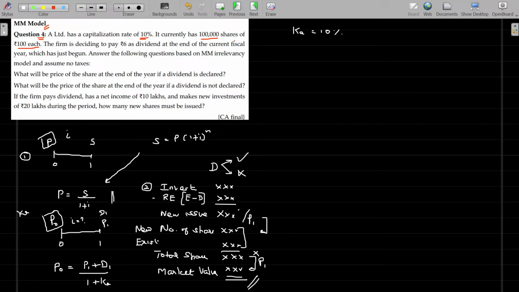Now, 10%. It currently has 1 lakh shares. How many shares are there?